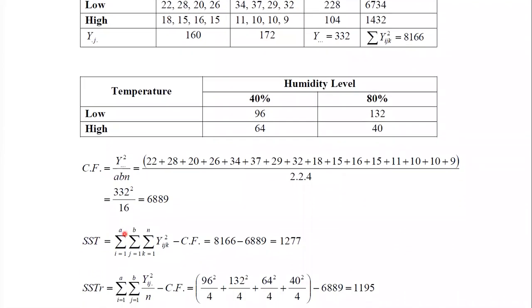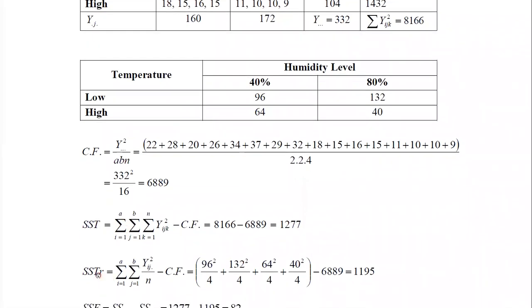Then we need to identify the value for the treatment sum of squares. To identify the treatment sum of squares, we need to identify these combination totals, and we are using the combination totals to identify the treatment. It is because altogether we had 4 treatment combinations: low with 40%, low with 80%, high with 40%, and high with 80%. Therefore, altogether we are now experiencing 4 treatment combinations.